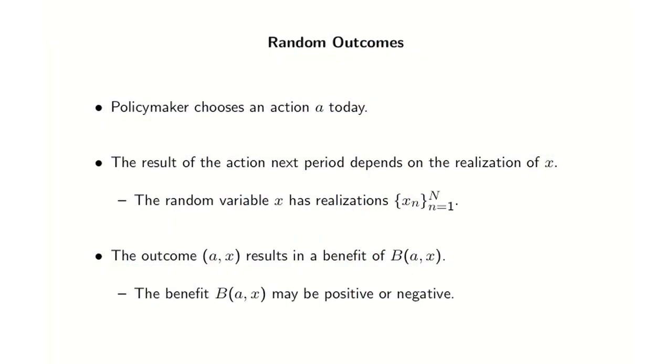So here's the problem. The policymaker chooses an action A today, and the result of that action next period depends on the realization of a random variable X. I assumed it has a finite number of realizations and didn't go crazy with more than that. The outcome, AX, results in some kind of benefit for society, B of AX. This is fairly abstract, but fairly simple at the same time. And that benefit may be positive or negative, so it could be a cost instead.